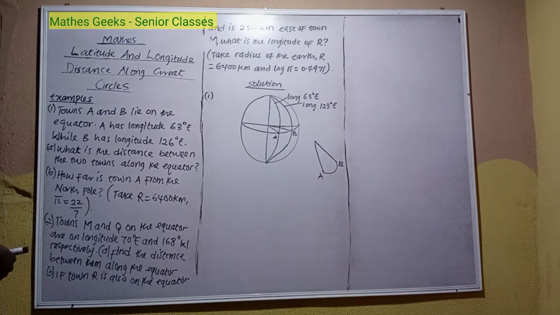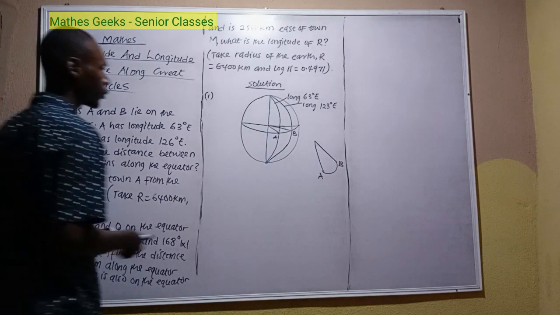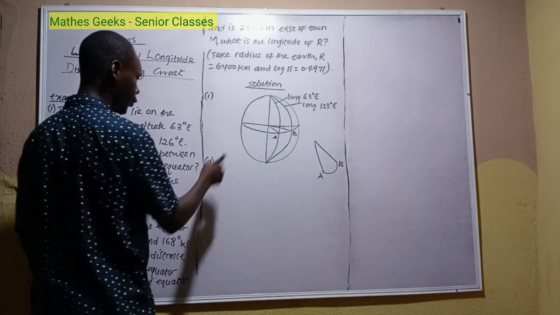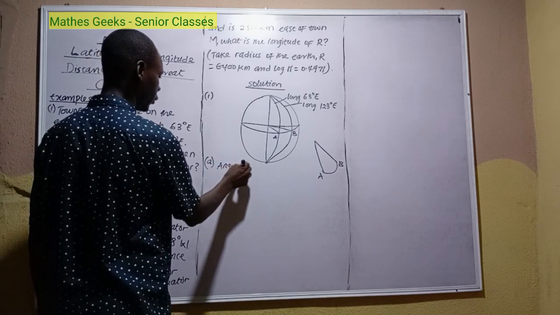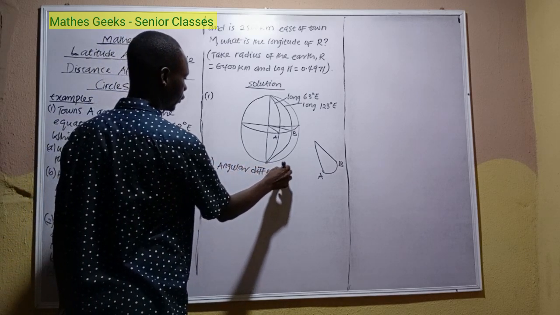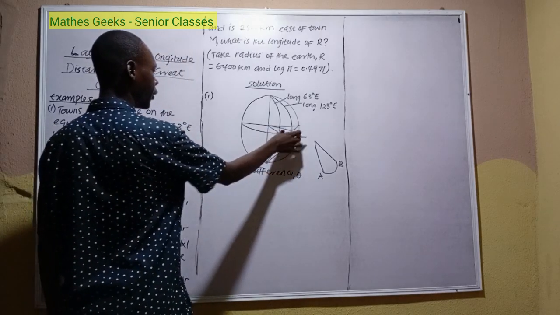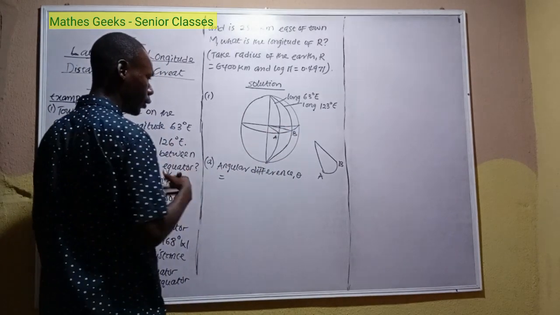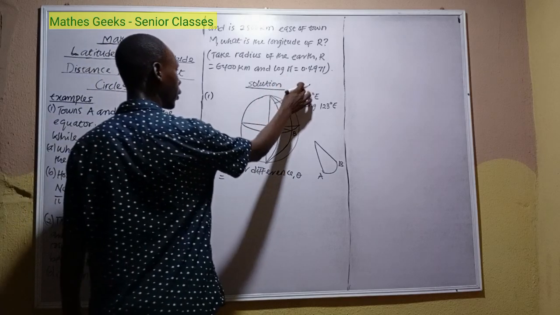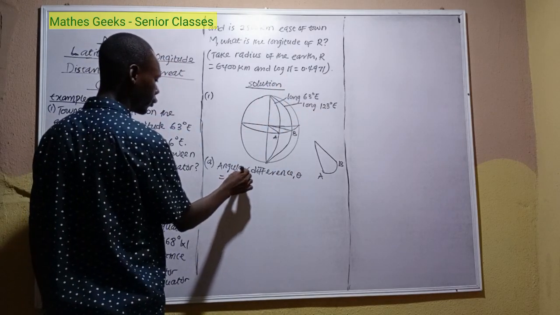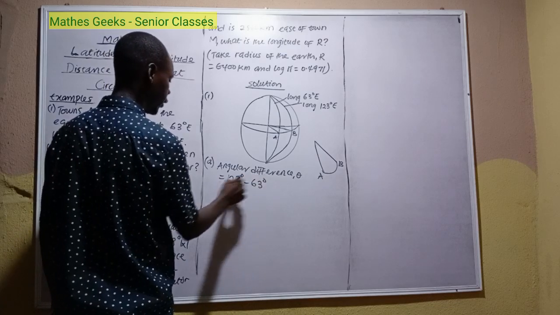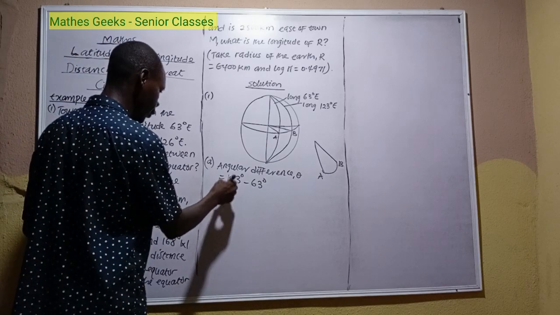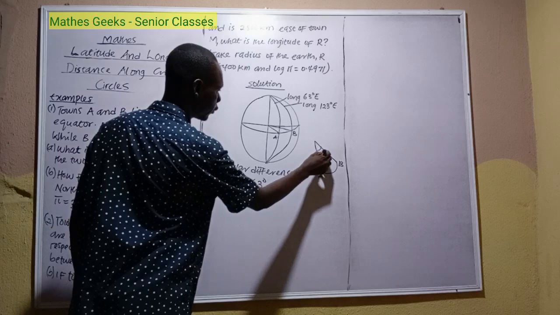Now part A says, what is the distance between the two towns along the equator? Distance along the equator is a great circle, so let's get the angular difference. Both A and B are on the same side of the globe, so to get the angular difference we subtract the smaller longitude from the larger longitude. That gives us 123 degrees minus 63 degrees, that's 60 degrees. So the angular difference is 60 degrees.